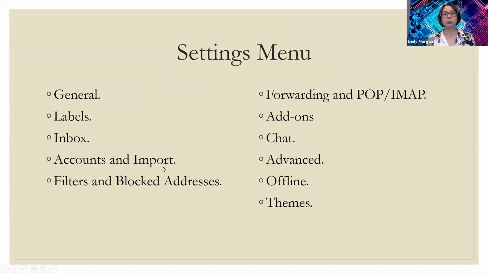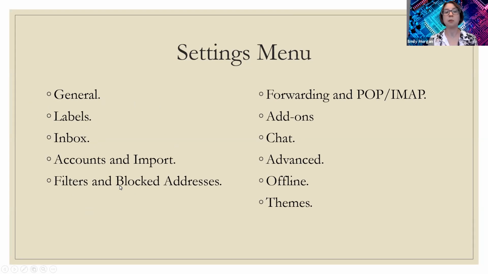All right. So within your settings menu, you have a couple of options. You've got your general settings, you've got your labels. Once you create a label, you can access the settings for the labels right here, so you can delete labels from that settings menu. You've got your general inbox, you've got accounts and imports, which you probably won't be using. You've got filters and blocked addresses.